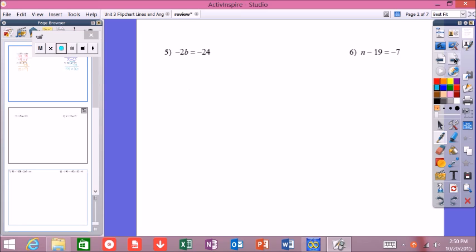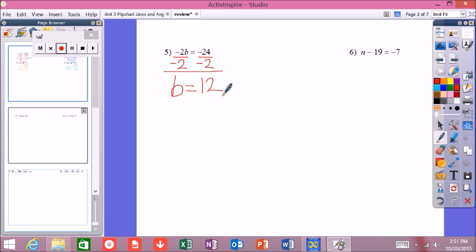Our next example on number 5, we're going to solve for b. What are you doing to b? You're multiplying by -2, so what's the opposite of multiplying? And that is dividing. b equals -24 divided by -2 is 12.